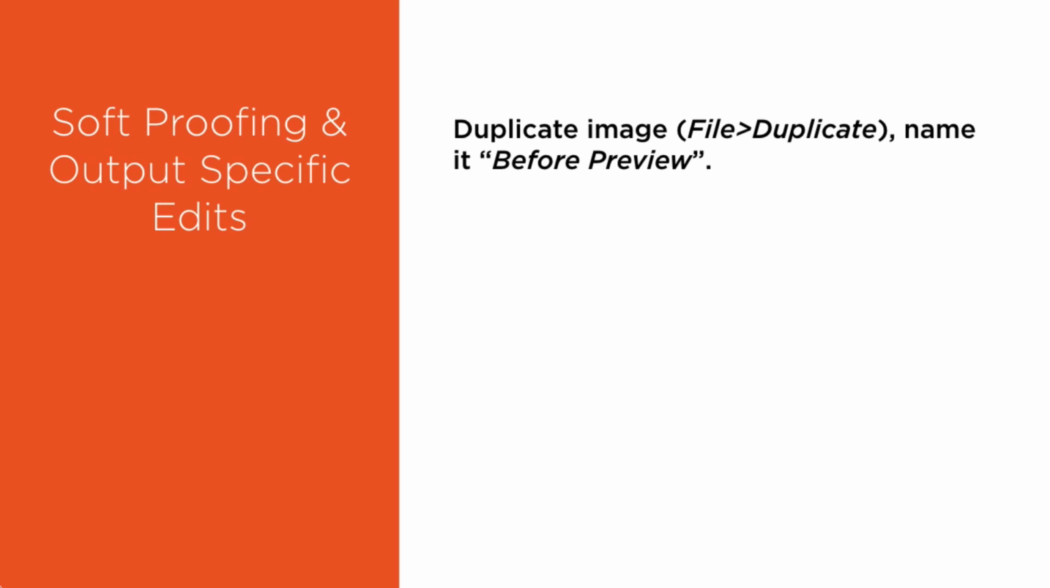In terms of soft proofing and output specific edits, what we're going to do is duplicate our image so that we can see what it looks like before we do an edit, and then we're going to set the soft proof on the master image. We have to do this because there's no way of editing an image with the soft proof on and viewing it with the soft proof off at the same time. So let's take a quick look at what I'm talking about.